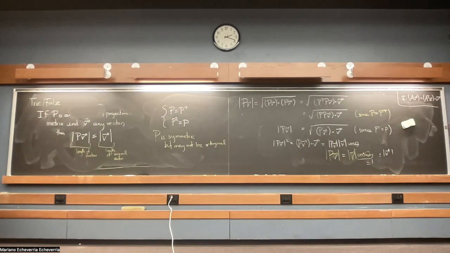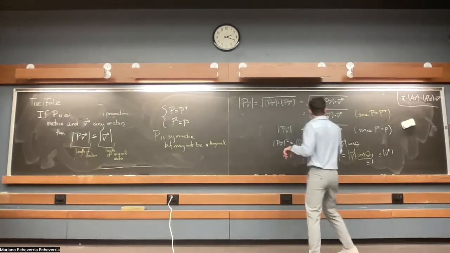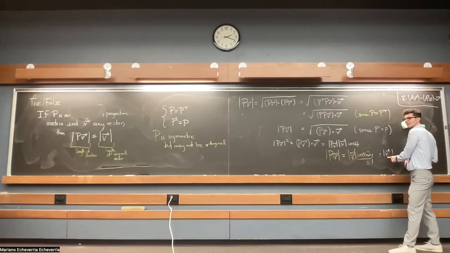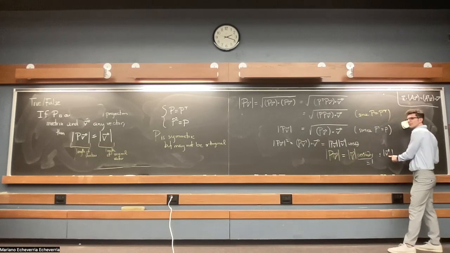So it's false, right? No, it is true, because this is saying that the length of this vector is less than or equal to the length of this one. This is saying that the length of PV is less than or equal to the length of V, right? So it is true.